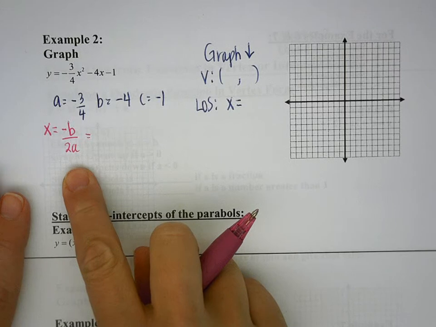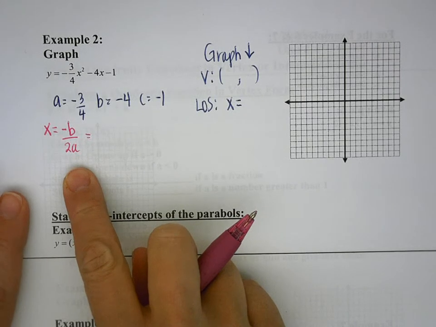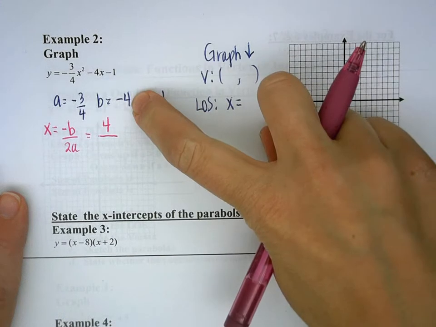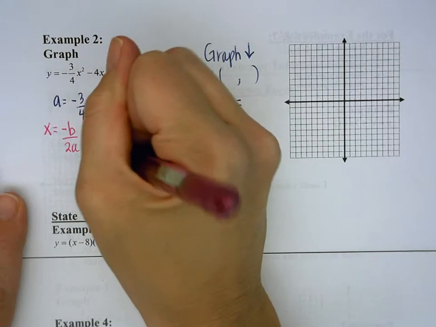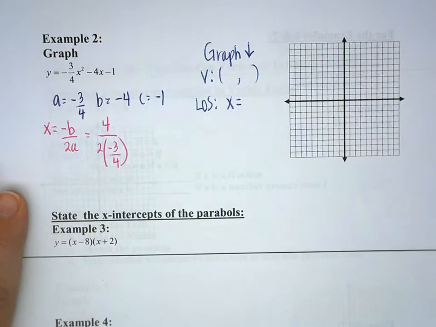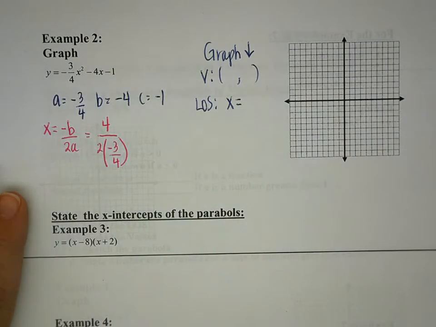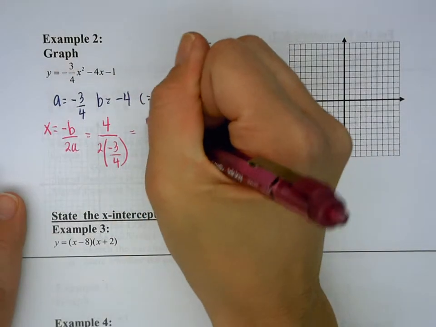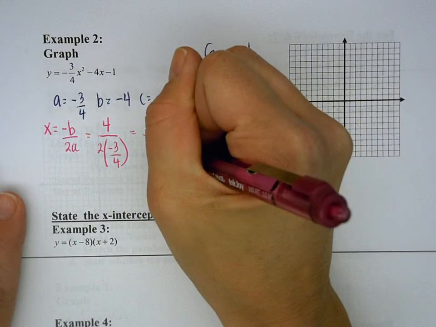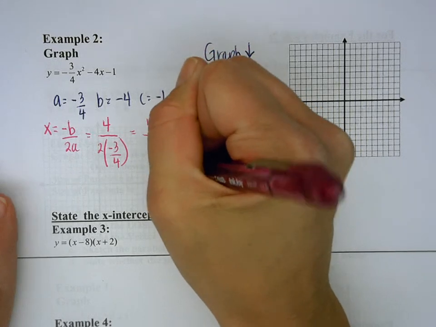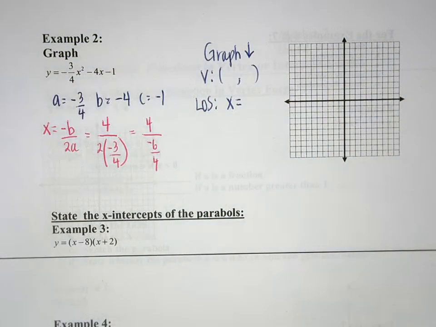Okay, so negative b is what? Positive 4. Good, because it's the opposite of whatever b is. Over 2 times negative 3/4. So multiply this first. So that means we have 4 over what? Negative 6 over 4. And how do you get rid of a fraction over a fraction?